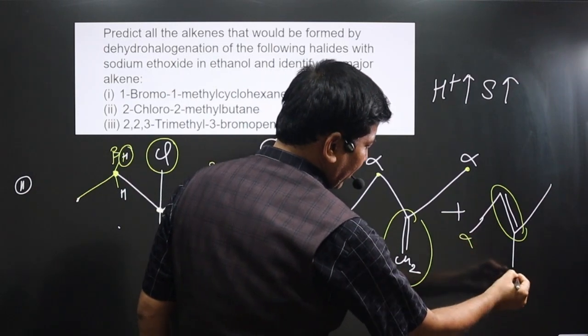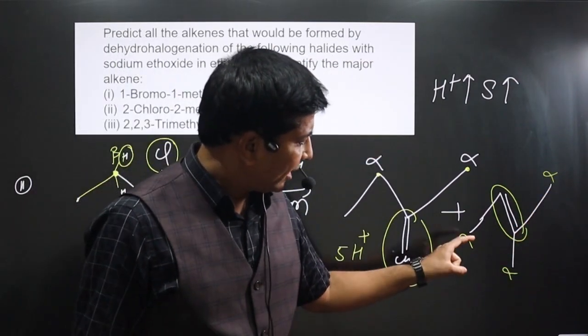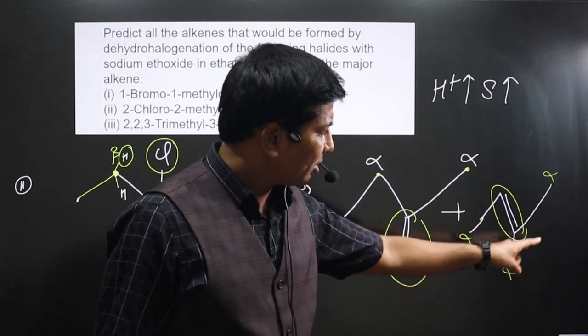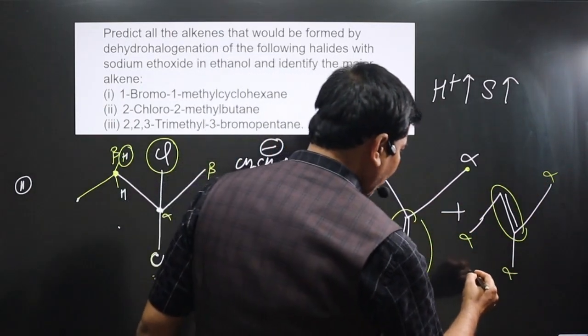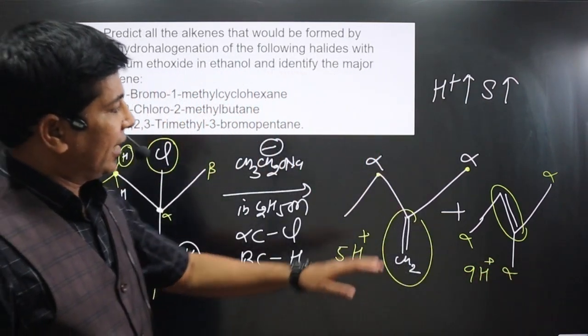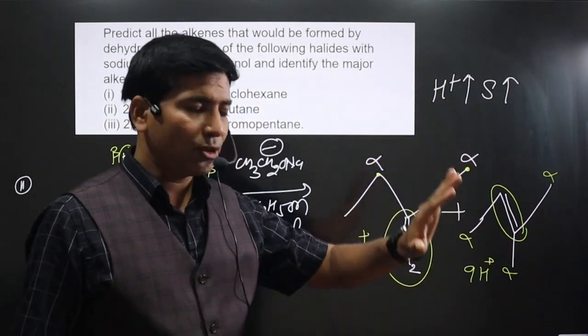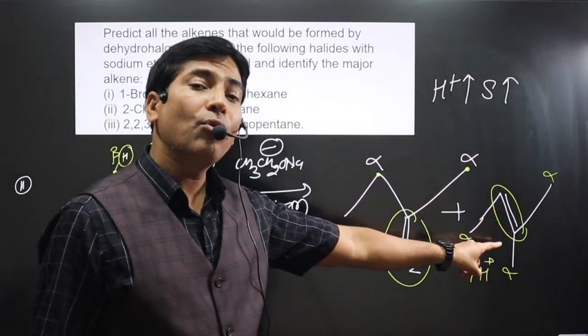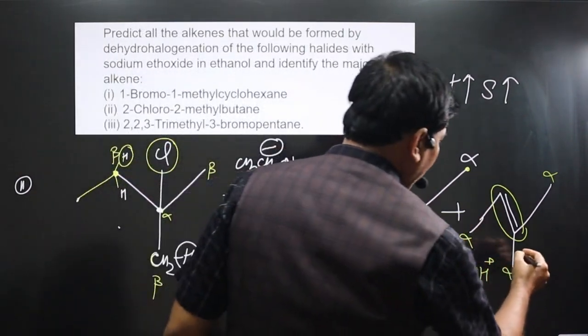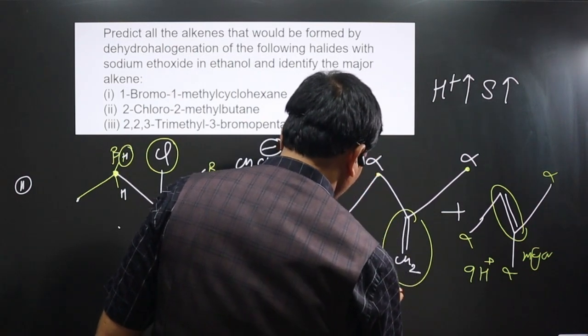So this is alpha carbon, this is also alpha carbon. Very interesting. So you can see in this case 3 hydrogen, here also 3 hydrogen, here also 3 hydrogen. Total number of hydrogen we are getting is 9 hyperconjugated hydrogens. Since this alkene has a higher number of hyperconjugated hydrogens, hence it is more stable. We can say it is the major product, and this will be the minor product.